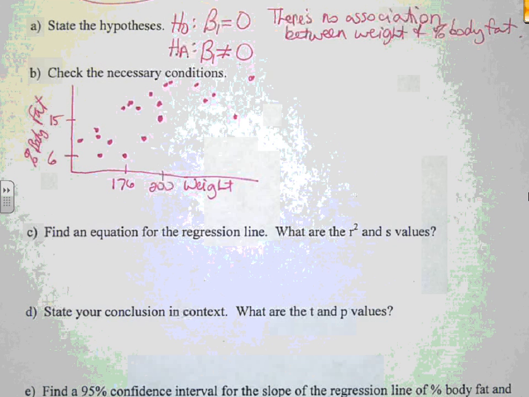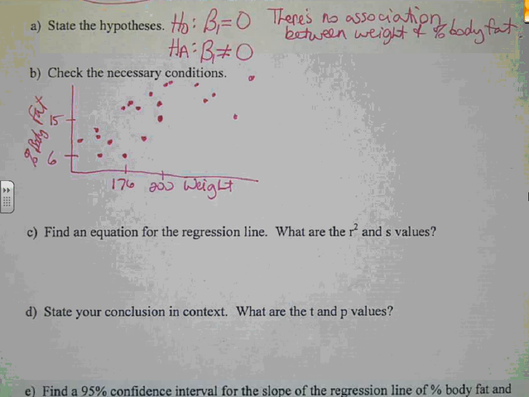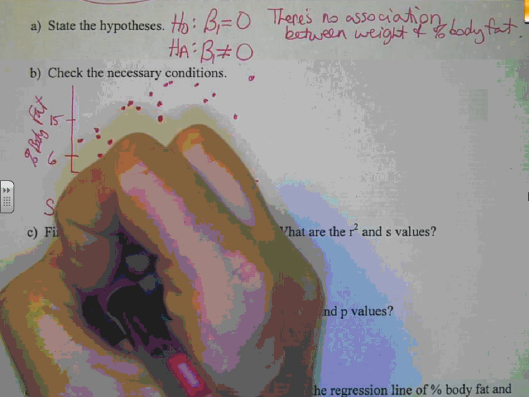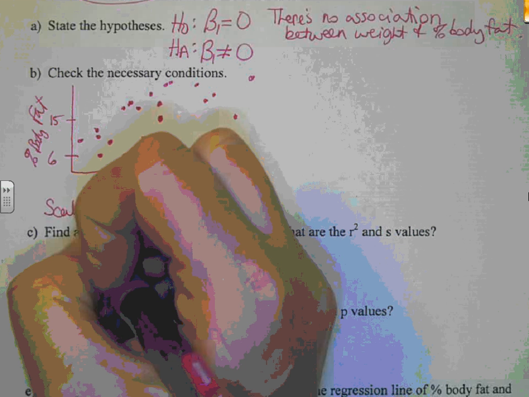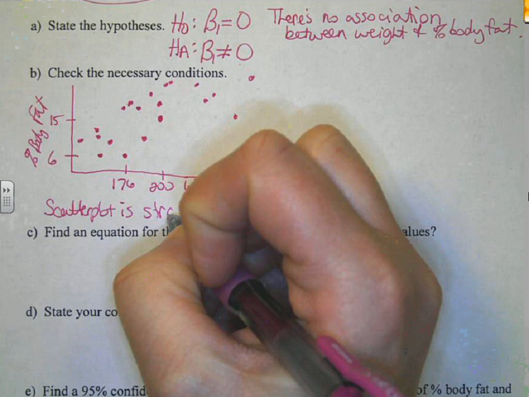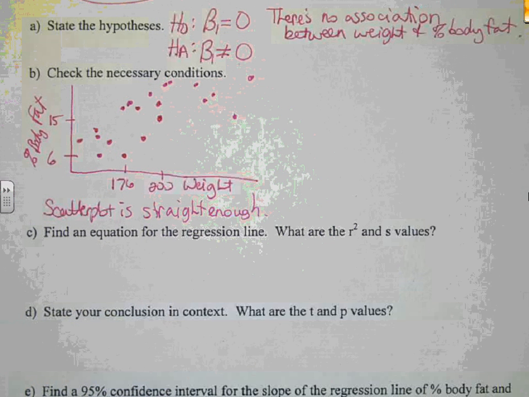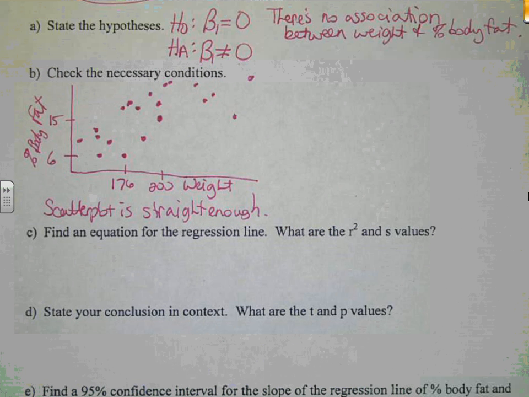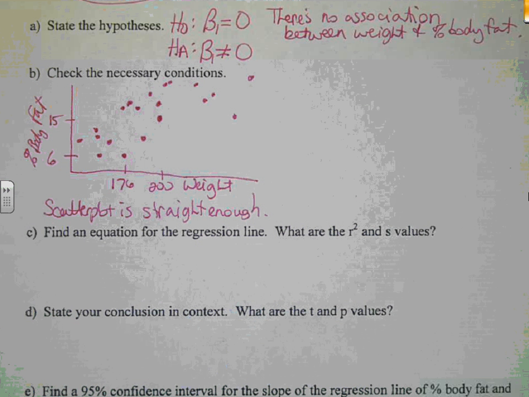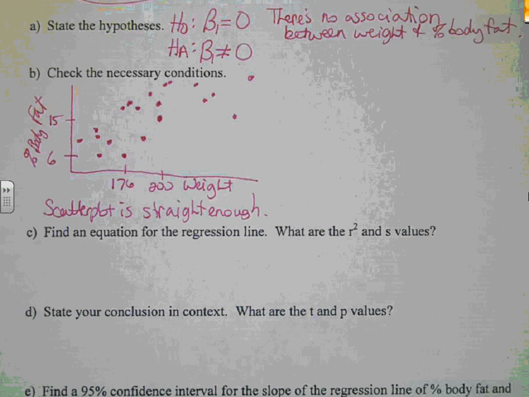Okay, the conditions are easy to check, but you do have to draw a graph. So now you just say the scatter plot is straight enough. So don't just say this without drawing the graph, unless it's given to you. This is the worst part, just because you have to graph. Okay, so what's the next condition? What do you have to check? The residual plot. So how do we do a residual plot?